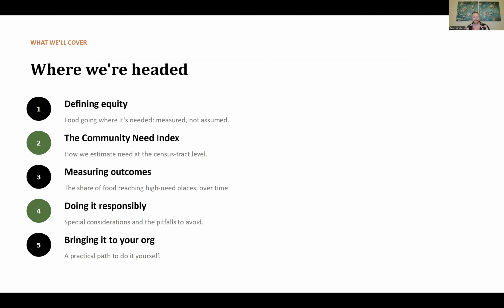Little housekeeping, what we're going to do today. I'm going to define equity a little bit more in depth than I just did. I'm going to talk about the Community Need Index, so how we estimate need at the census tract level. Outcomes and how we measure them, so share of food to high need places over time. It's going to be a big one. Other possible ways to do it.